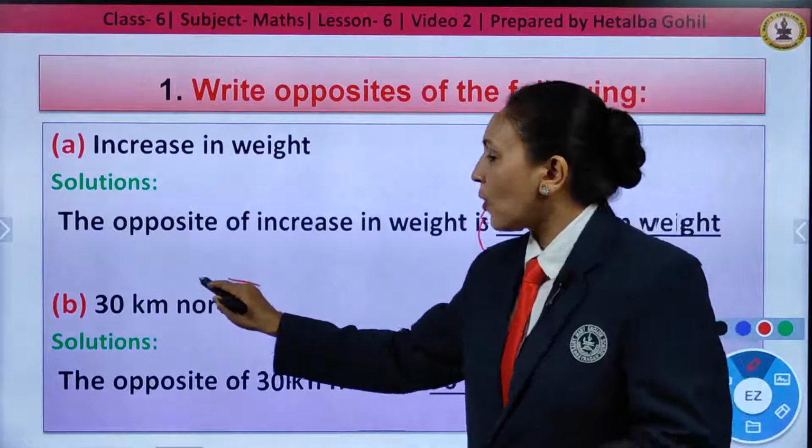Question number 3. Represent the following numbers on a number line. Children, here plus 5 we have to represent on a number line. Okay, you can see I have drawn a number line, but as I taught you earlier, children, whenever you draw a number line, first think about the integer given, whether it is plus or minus. Here as it is plus, we have to draw it on the right side.